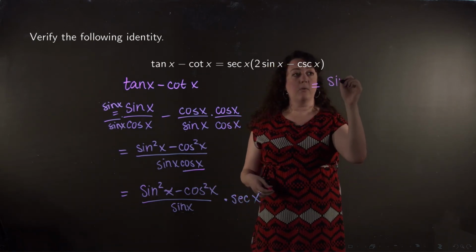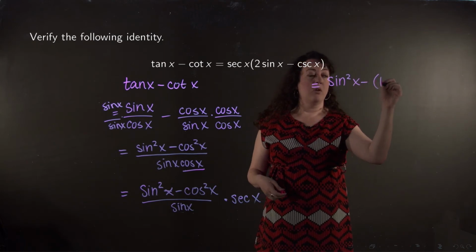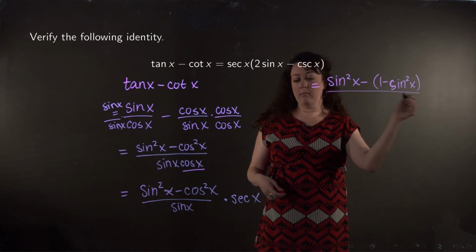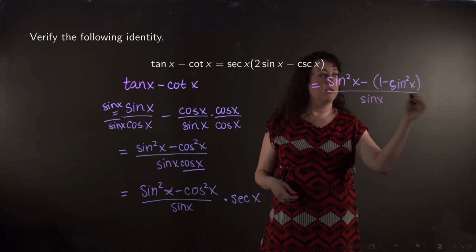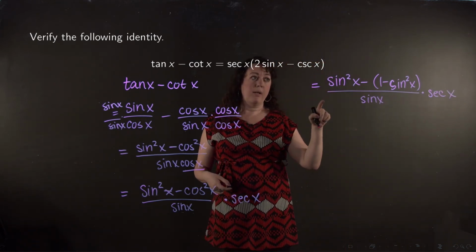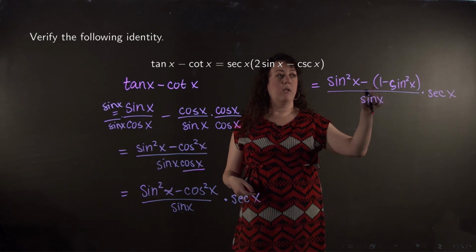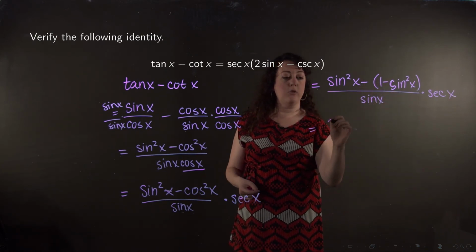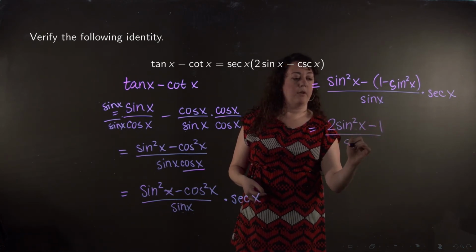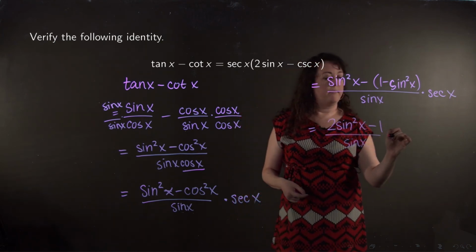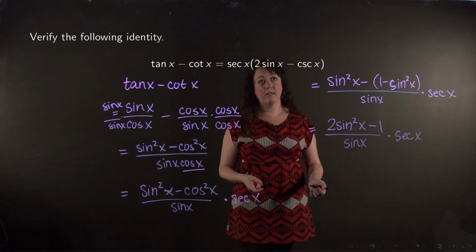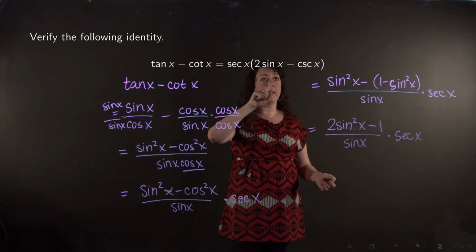So I'm going to have sine squared x minus 1 minus sine squared x over sine x times secant x. All right, now what happens on top? Now I have sine squared minus 1 minus a negative sine squared. So that's going to be 2 sine squared x minus 1 over sine x. All right, does this give me what I want? Ooh, okay. So I need 2 sine x minus cosecant x.